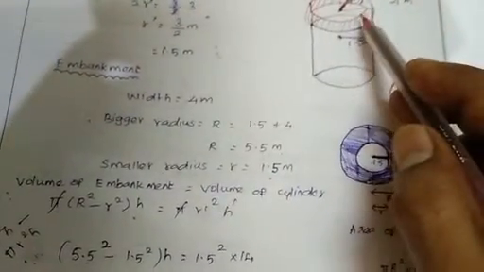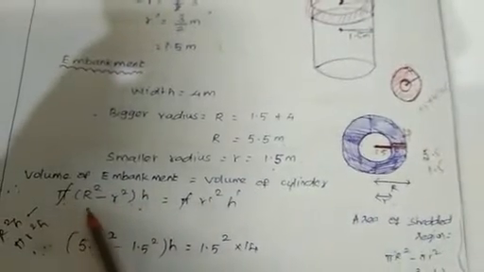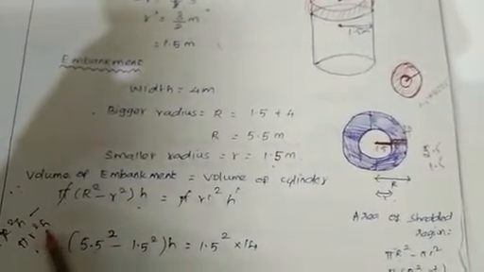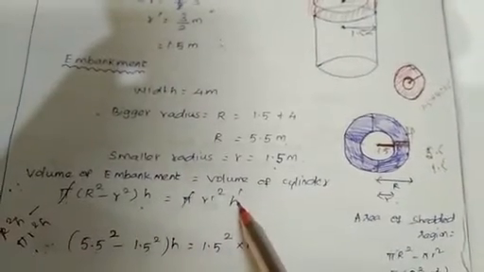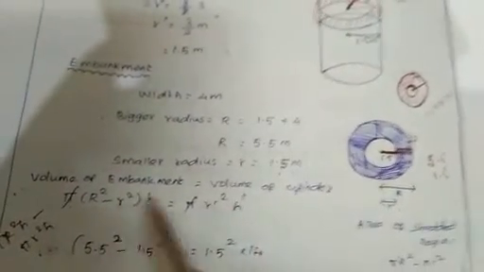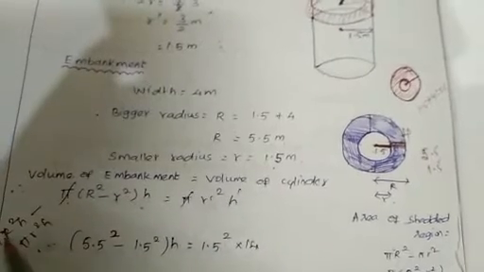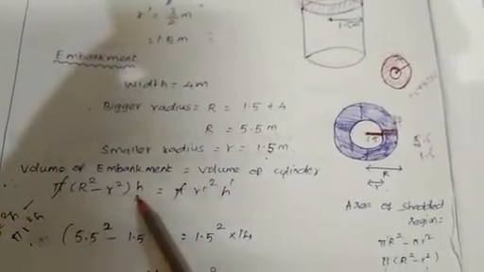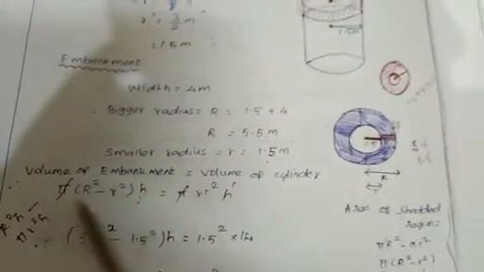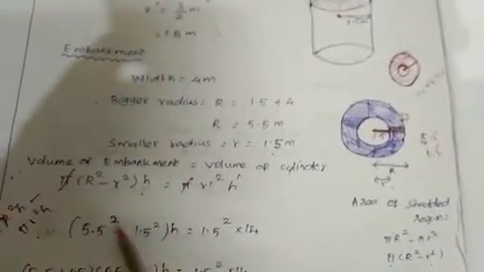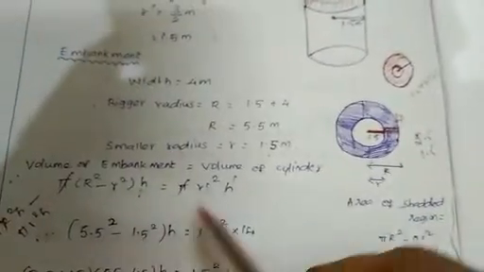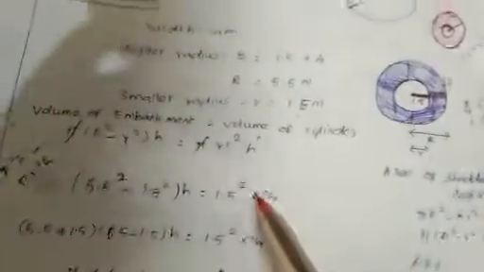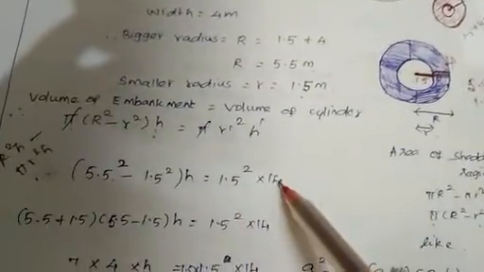So the volume of the embankment, pi capital R squared h minus pi small r squared h, equals pi r dash squared into h dash. That is pi r squared h for the well. Here pi and h are common, so pi into capital R squared minus small r squared into h is the volume of the hollow cylindrical shape. Substitute: capital R value 5.5, small r value 1.5. On the right side, r dash value 1.5, h dash value 14.